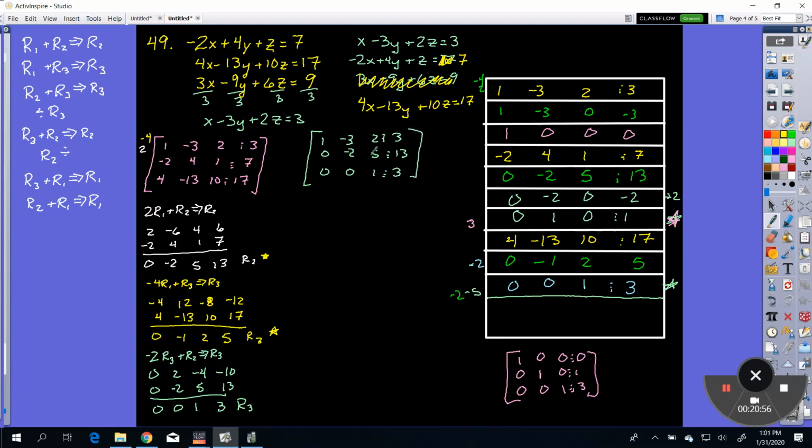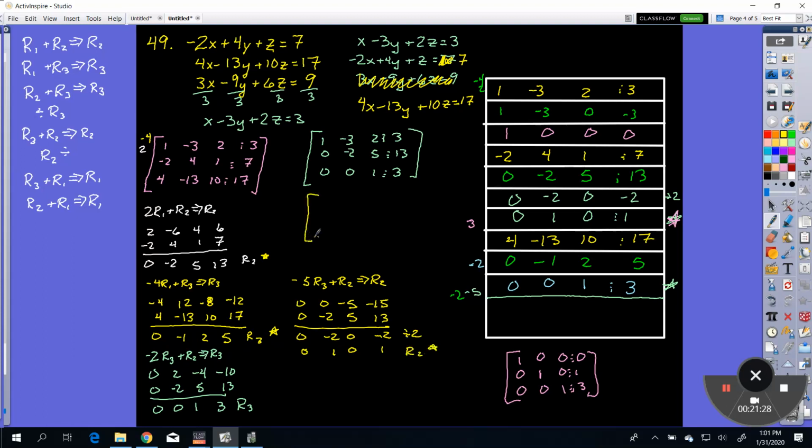So now I want this 5 to become a 0. So I am going to go negative 5 times row 3, add that to row 2, and it's going to make a new row 2. So 0, 0, negative 5, negative 15. 0, negative 2, 5, 13. That makes 0, negative 2, 0, negative 2. Divide this all by negative 2. I get 0, 1, 0, 1. So that's my new row 2.